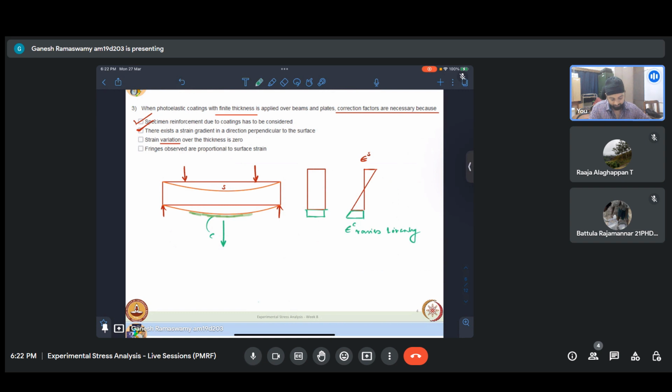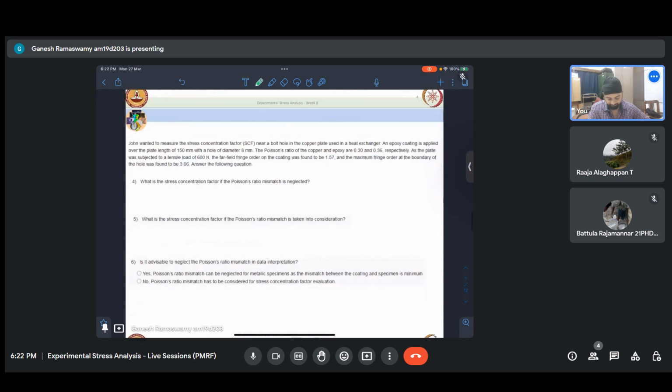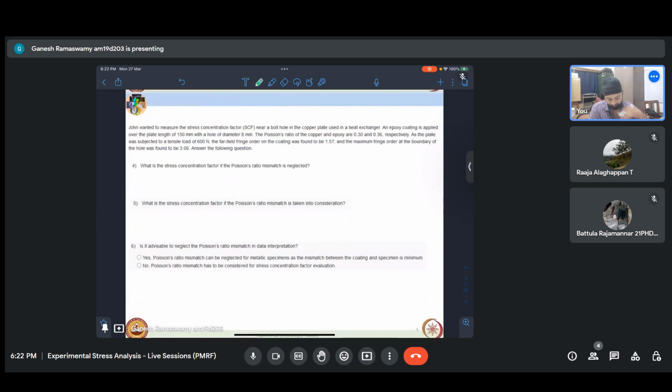Okay. So let us look at the next question. John wanted to measure the stress concentration factor near a bolt hole in a copper plate used in a heat exchanger. An epoxy coating is applied over the plate of length 150 mm with a hole diameter of 8 mm.